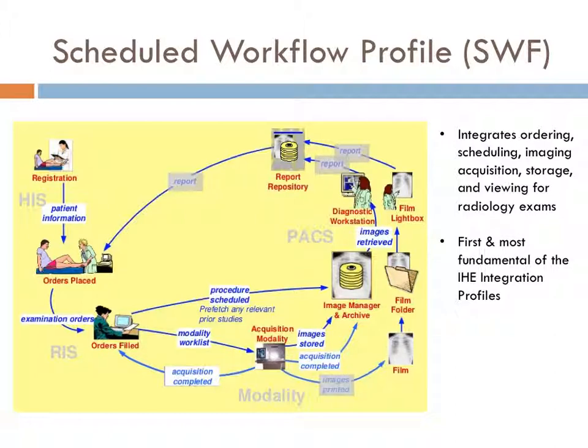All right, so I have a picture here that kind of lays out the scheduled workflow profile. So we're going to start in registration. The patient's going to get registered, and all of the patient information is going to be placed into the system. So the order is going to be placed, and then the order will be filled. So the tech will take the pictures. It will go to the acquisition modality, and then the images will actually be sent to the image manager or the PACS. And then a report is made by the radiologist, which is then flowed back to the ordering clinician so they can read the results of the exam that they ordered.